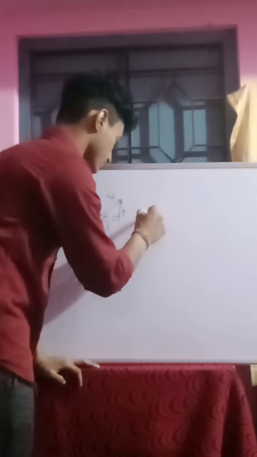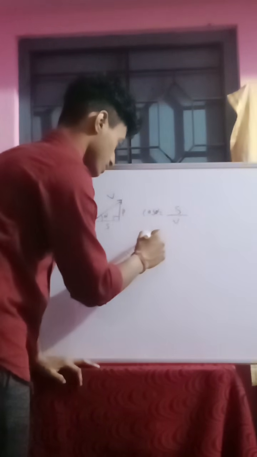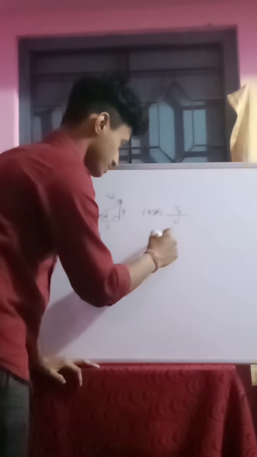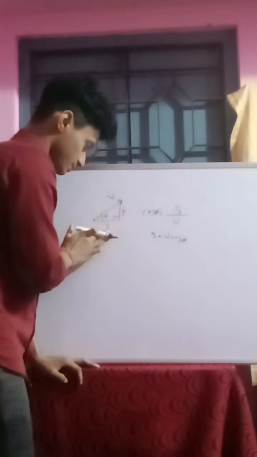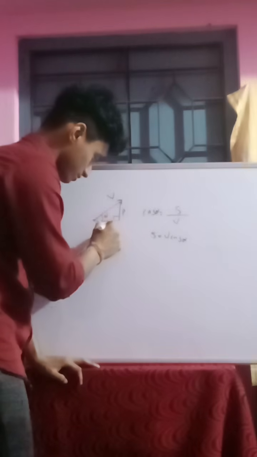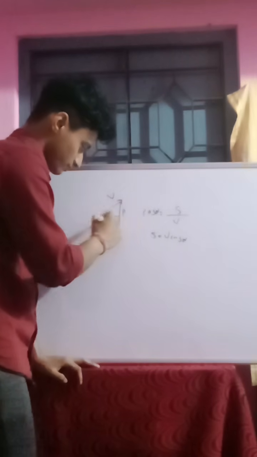So you know that cos theta is base over hypotenuse. So in this case, it would be S over V, or we can write this as S equals V cos theta. We can replace S with V cos theta, and that's how this component becomes V cos theta.